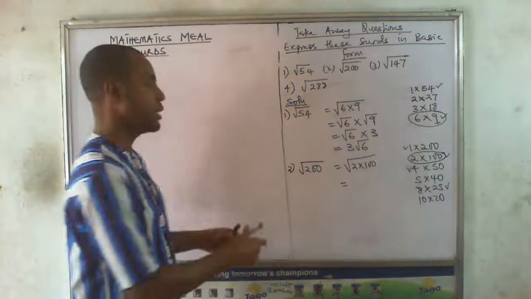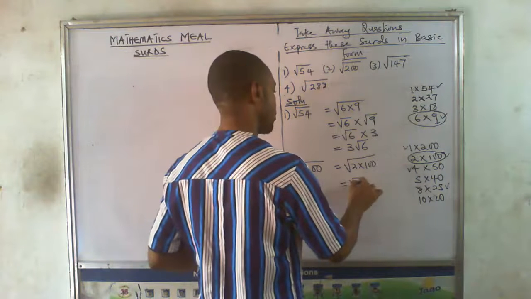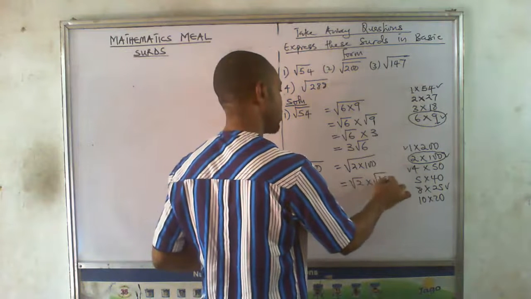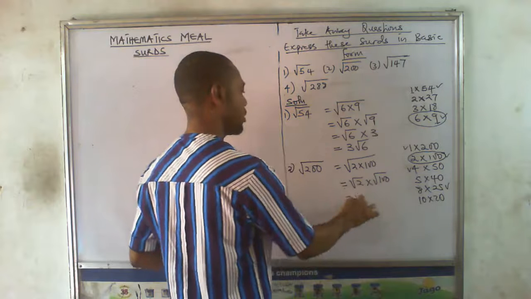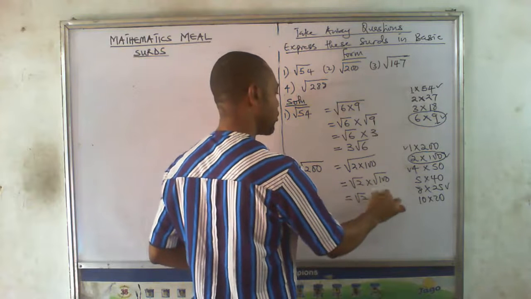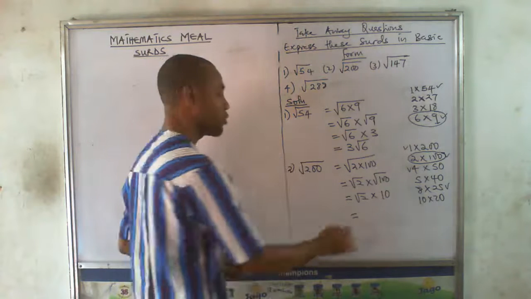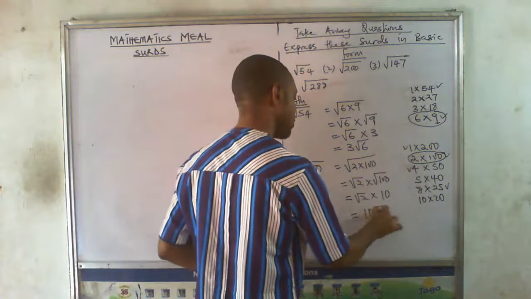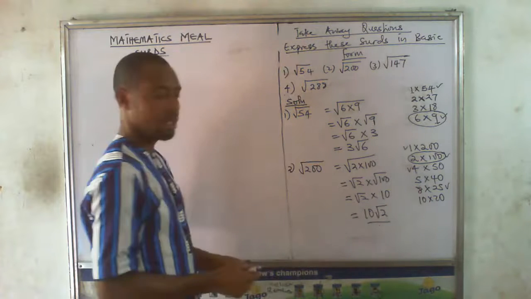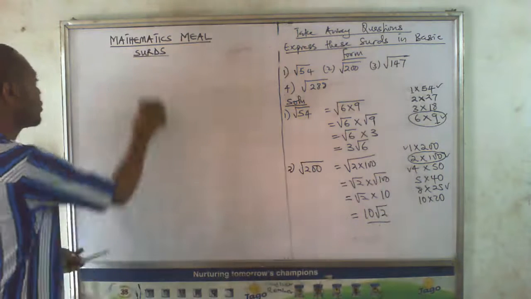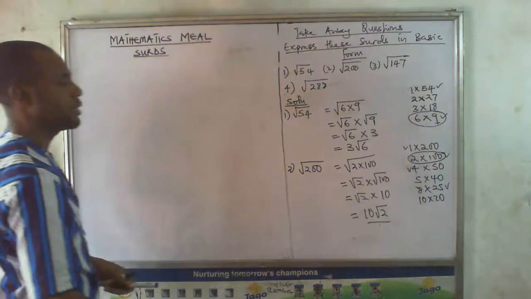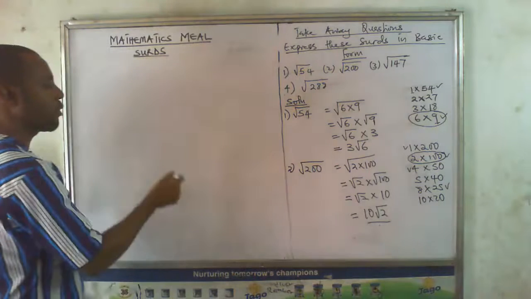Okay, we separate them. We're going to have square root of 2 times square root of 100. That will give me square root of 2 times square root of 100 is what? 10. And 10 times square root of 2 will give us 10 root 2. That's what we have, right? Just be checking your answers to know whether you are correct.